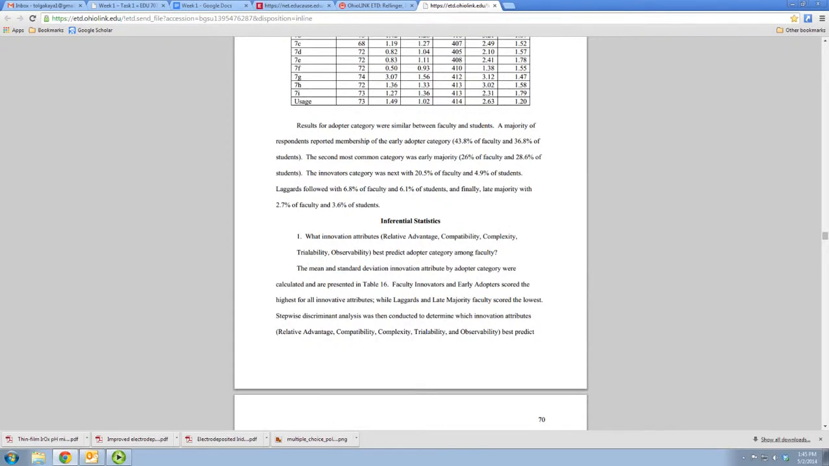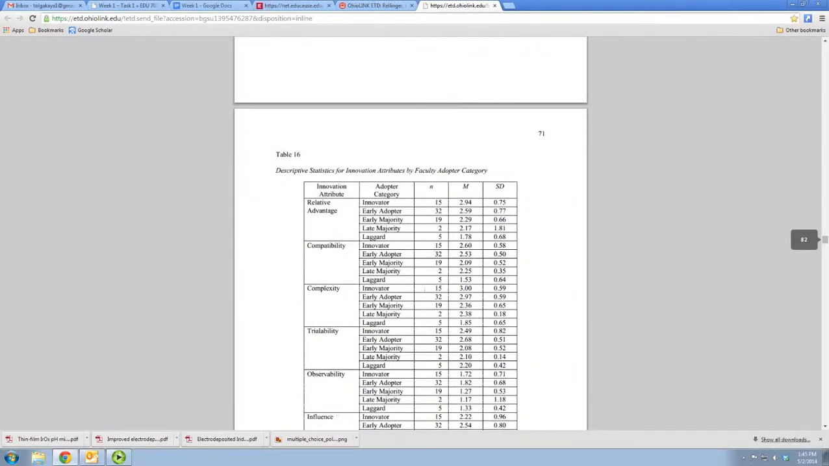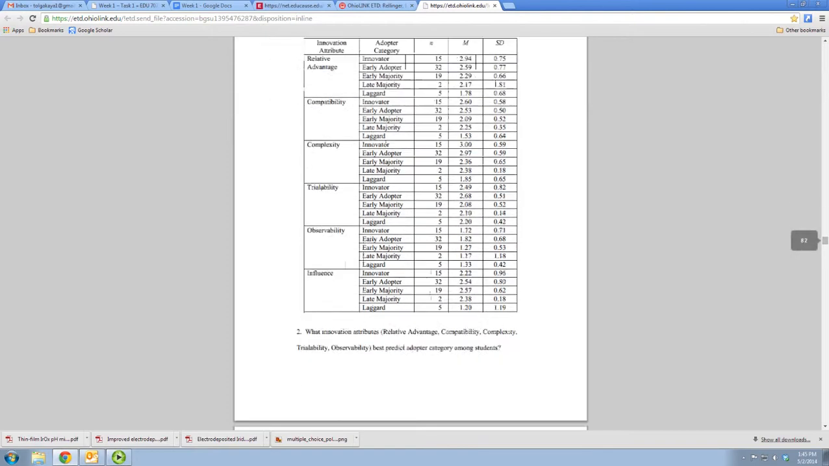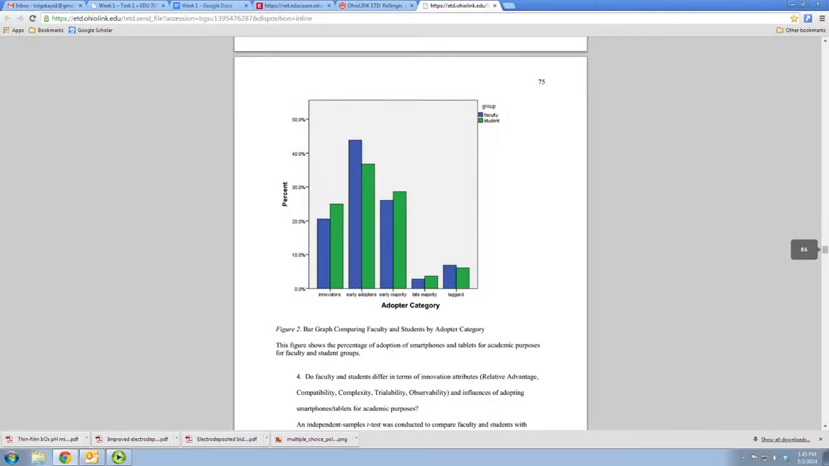The mean and standard. Descriptive statistics for innovation attributes. Okay, this is what I'm interested in. Group bar graph comparing faculties by adopter category. Again, I think this is for smartphones. So innovators 20%, faculty student. It's interesting. It's pretty much similar. Early adopters maybe faculty more, and early majority students more. Yeah, it's about the same.